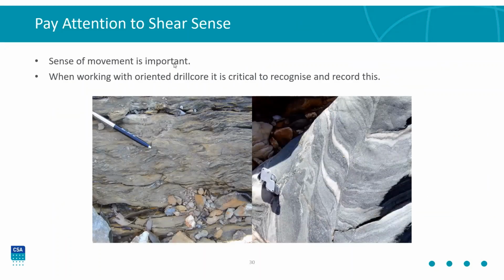And again, here, pay attention to shear sense. So when you can see a kinematic indicator, record it. And if you saw this in drill core and you saw these two orientations, you would record them, and then you would use a stereonet to work out the movement direction, and you would record that movement direction.